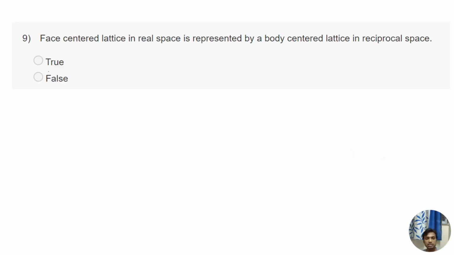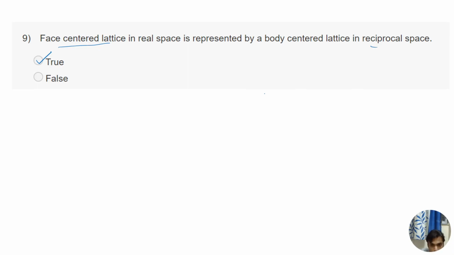The face-centered lattice in real space is represented by a body-centered lattice in reciprocal space. So this is true. Just now we had seen that when you take a face-centered lattice in real space and take the reciprocal lattice of that, you will end up with a BCC lattice. And if you start with a BCC lattice and take the reciprocal space, then what you have is an FCC lattice.